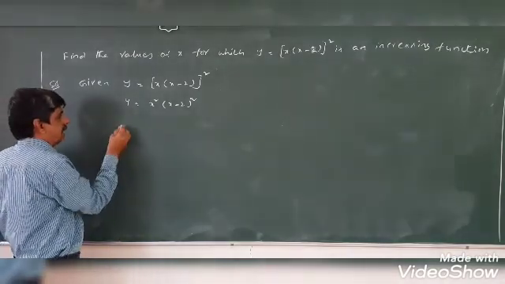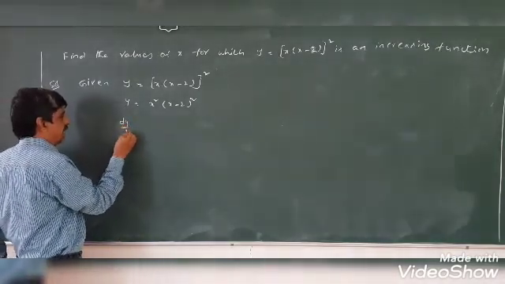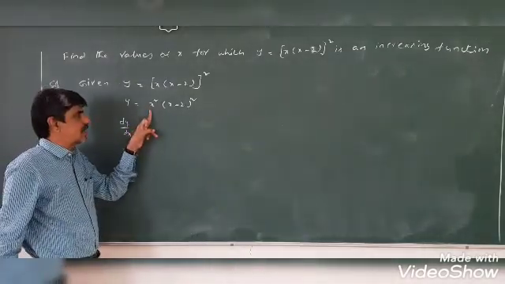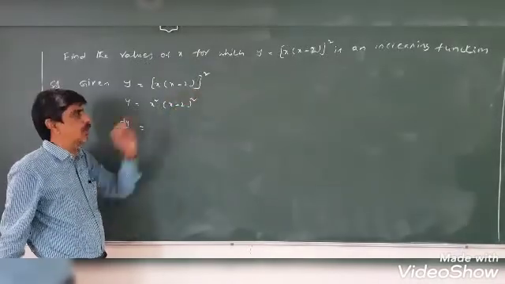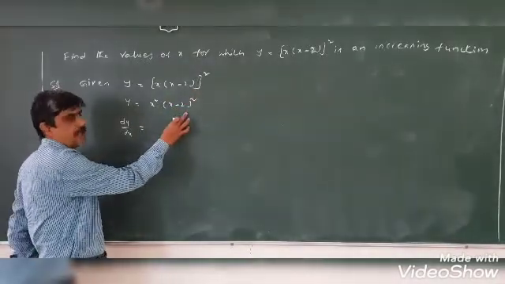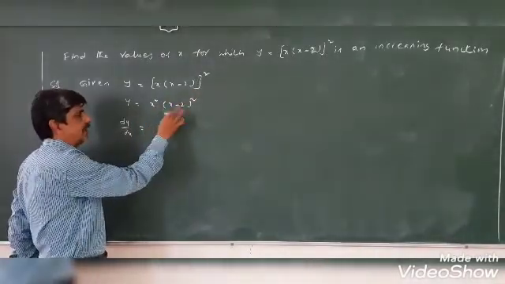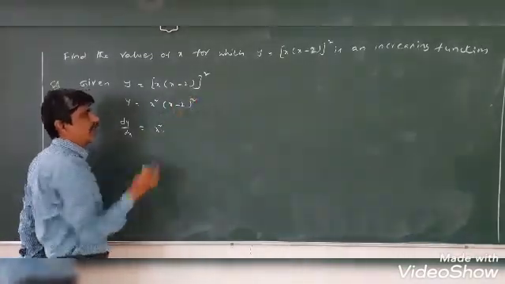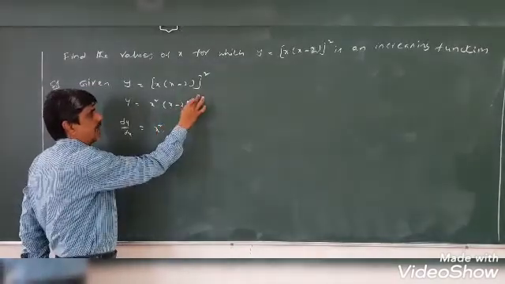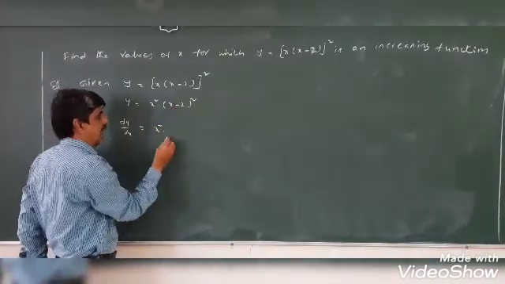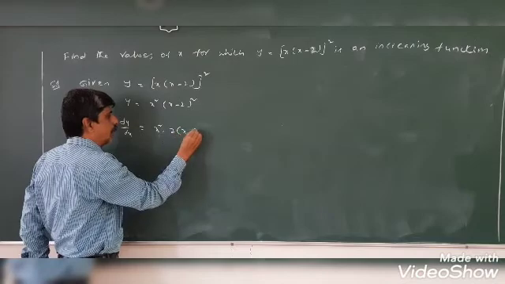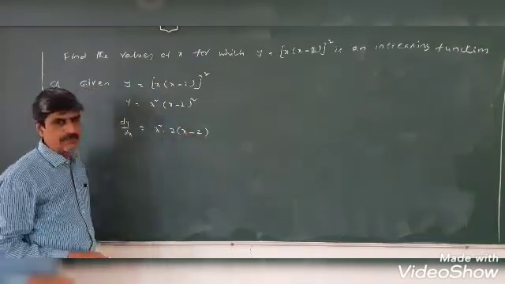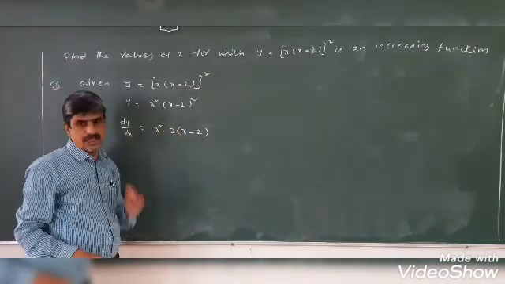So dy by dx of y, we will write it as dy by dx of x square into (x minus 2) whole square. U and v are functions in x. dy by dx of u into v is u into dy by dx of (x minus 2) whole square. So (x minus 2) whole square is like x square. The derivative of x square is 2x. Here in the place of x is x minus 2, so 2x means 2 into (x minus 2).